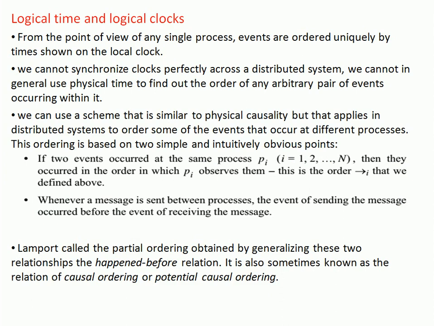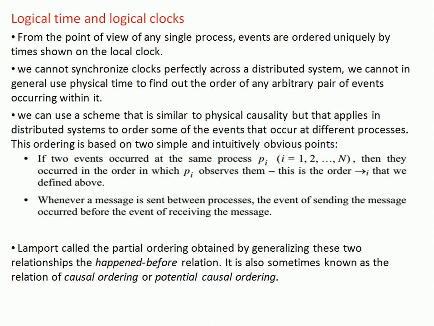Now we will discuss logical time and logical clocks. From the point of view of any single process, events are ordered uniquely by times shown on the local clock. The local clock represents whenever an event occurs in a single process in a computer, or say at that system. We cannot synchronize the clocks perfectly across a distributed system.